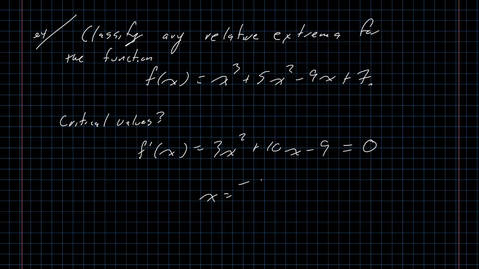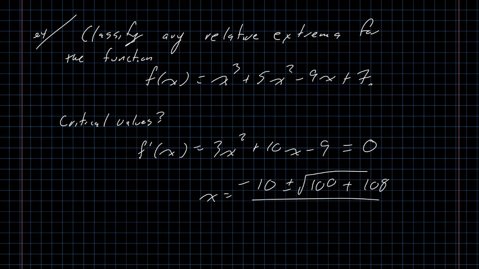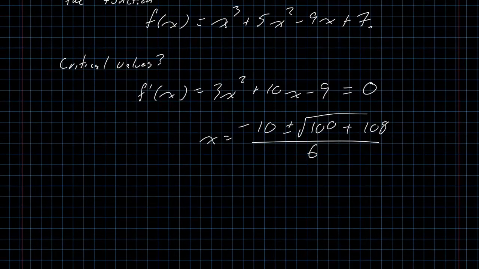X is the opposite of b, that's negative 10 plus or minus the square root of b squared. 10 squared is 100, minus 4 times a times c. 4 times 3 is 12. 12 times negative 9 is negative 108. So minus negative 108 is plus 108, all over 2 times a, which is 3. 2 times 3 is 6. All right, so negative 10 plus or minus square root of 208 over 6.